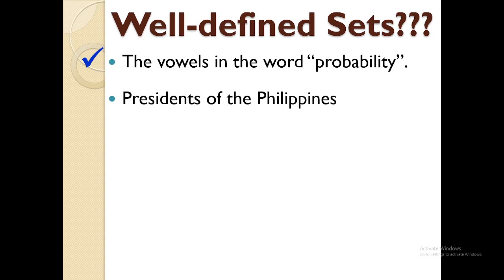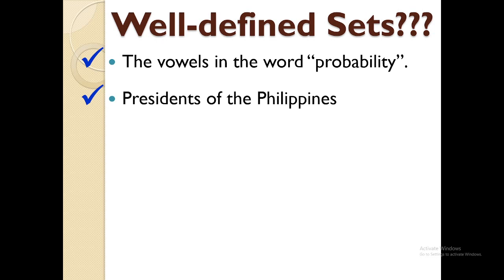Second example, Presidents of the Philippines. Is that well defined or not well defined? It is well defined because we can enumerate the presidents of the Philippines, right? Who was our first Filipino president? Emilio Aguinaldo, am I correct? Yes, sir. And the most recent president is? It's Rodrigo Duterte.